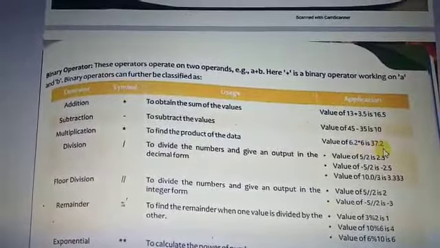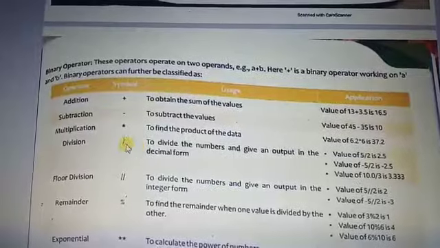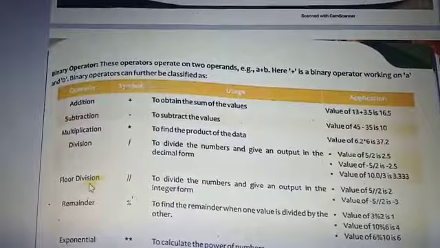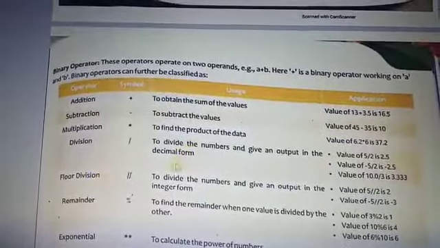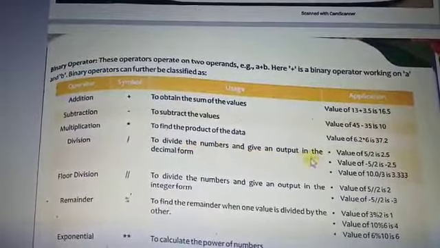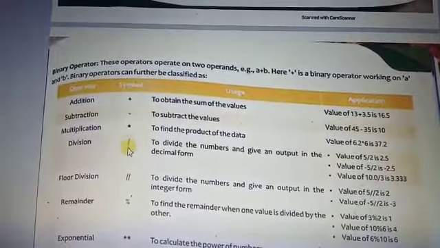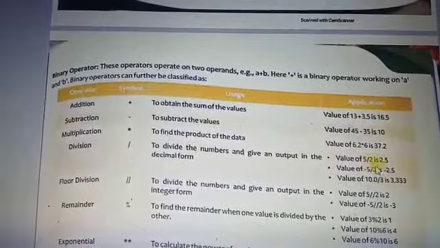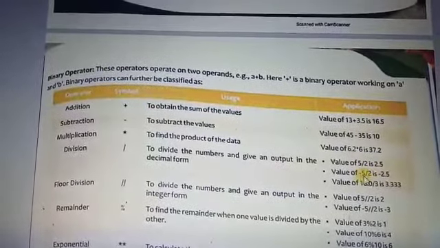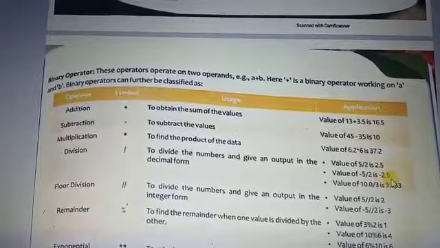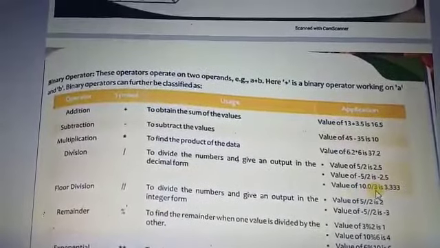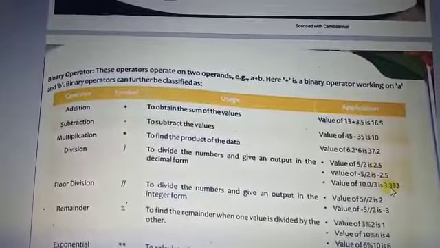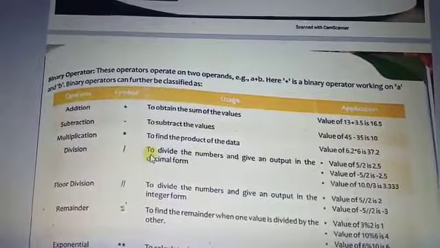In division, there are two kinds of division. One uses a single slash, another uses a double slash. If you use the single slash as division, it divides the numbers and gives the output in decimal form. For example, 5 divided by 2 gives 2.5. Minus 5 divided by 2 gives minus 2.5. And 10.0 divided by 3 gives 3.333. So you can see the decimal positions are included when you use the single slash as division.